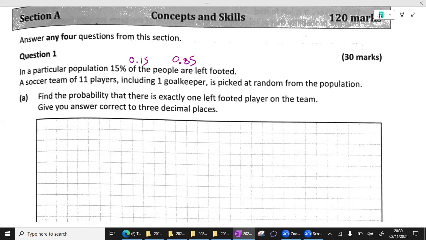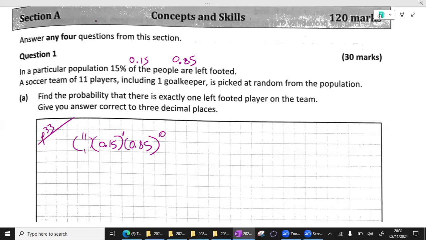So we want to see exactly one person. So it would be 11 choose 1. Success would be getting a left-footed person and failure would be getting someone that isn't. And then we follow the formula for our binomial, which is on page 33. For our Bernoulli trial, we're using the technique of the binomial distribution, and that formula is there if you're not sure. So you put the bottom number there and then you do 11 take 1, which is 10.